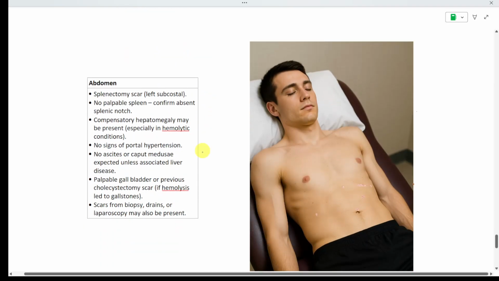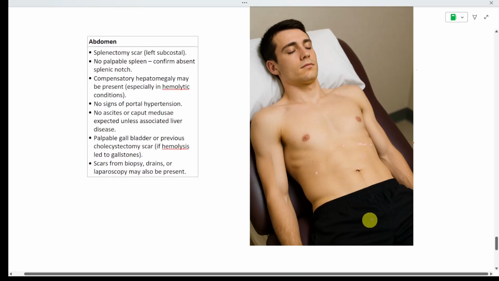Coming to after the chest and the back, you come to the abdomen. In the abdomen, first of all, on inspection you look for the scars, then you try to palpate. The patient may have compensatory hepatomegaly, or a palpable gallbladder due to repeated inflammation or large gallstones. So it might be there, but also look for the scars of cholecystectomy. Don't miss those as well.